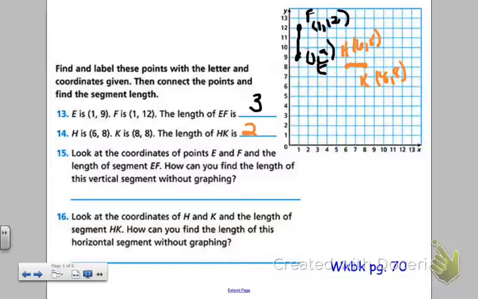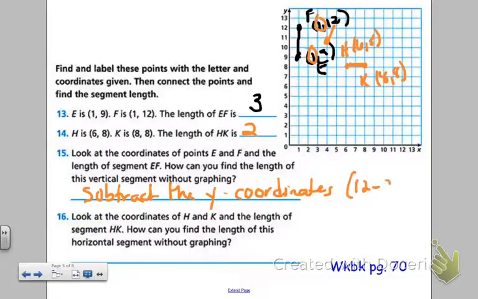Here, if this is a vertical line segment, I can see that my x's are the same, but the y's are different. I can subtract the y coordinates. And of course, 12 minus 9 is going to give you that 3.